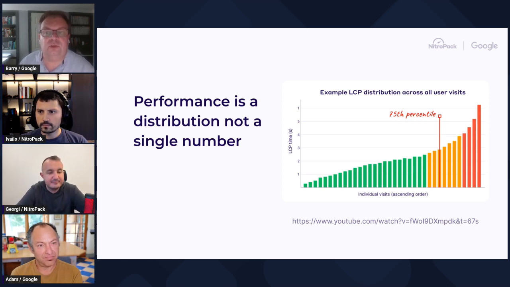That is the value that 75% of the users got at least. In this case, we can see 75% of users can get just under 3 seconds. So that's the LCP number. Many users will get much better than that, but at least 75% of users got 3 seconds or better.